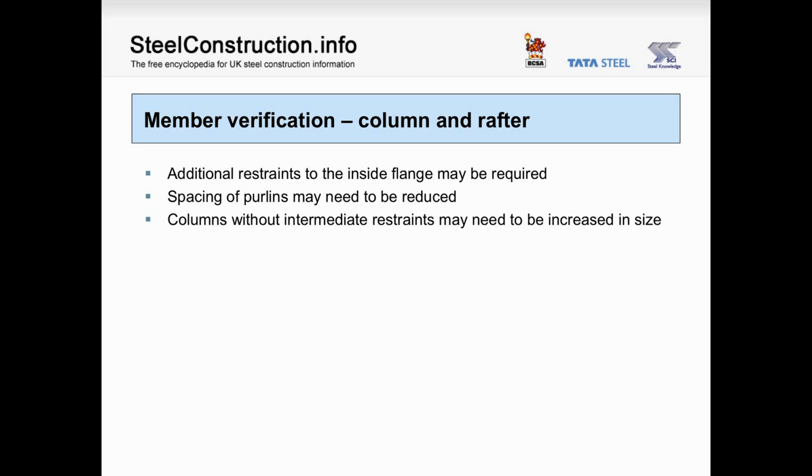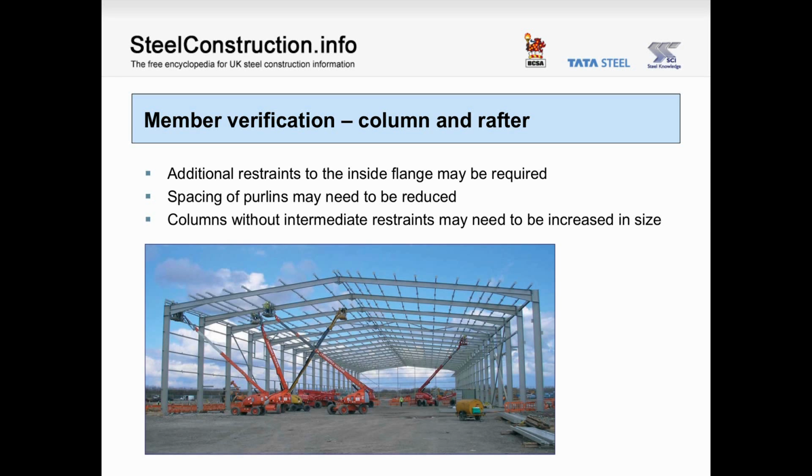It may be that as we verify the various members, we may need to change the position of the restraints. It may be that we need to provide additional restraints to the inside flange. This diagram of a partially complete structure shows around the haunch area narrower spacings where the bending moment is relatively high, over the mid-length of the rafter relatively wide spacings where the bending moment is relatively modest, and again in the high bending moment zone as we approach the apex it would appear that the purlins have been spaced closer together.